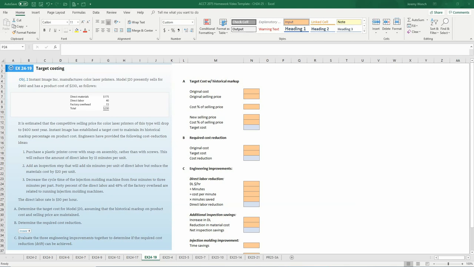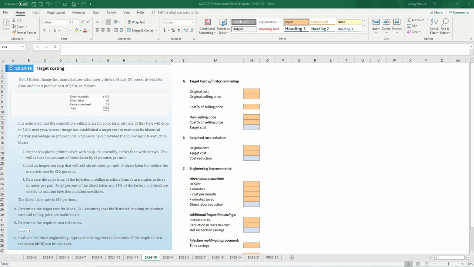Exercise 24-19, we're going to look at target costing. It's kind of what it sounds like. The idea is that what we can sell it for is going to be set by the market. We can only sell it for so much, but we know we need to make a certain percentage to make it worth our while. So the only other option we have is to make sure that our costs hit a certain mark that gives us that desired margin.